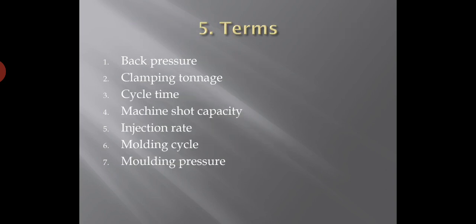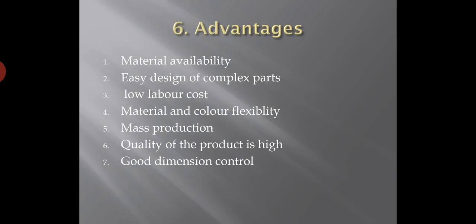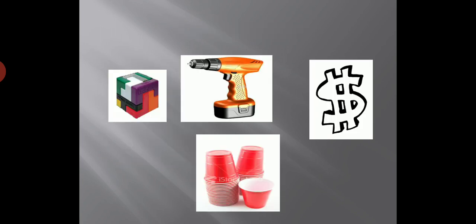The terms of injection molding: back pressure, clamping tonnage, cycle time, machine shot capacity, injection rate, molding cycle, holding pressure. The advantages of injection molding: material availability, easy design of complicated parts, low labor cost, material and color flexibility, mass production, high product quality, good dimensional control. So these are some of the injection molded parts.